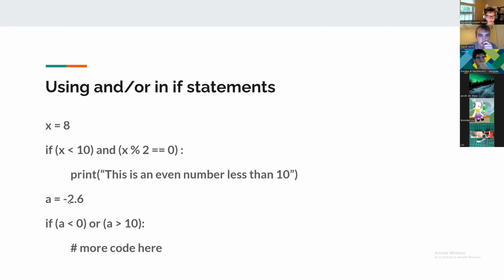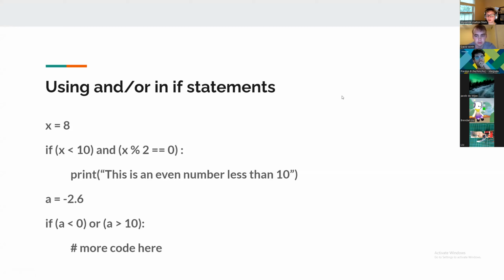And then I have this other one where let's say a is equal to negative 2.6. If a is less than 0 or a is greater than 10, then you can have some more code down here. I didn't put it here because I was being lazy, but I just want to show you can put more code down here, or you should because you have an if statement. And so in this case, we have a is less than 0, that's true, or a is greater than 10, which is false, but because one of these is true, the if statement is still going to go because we have or. It doesn't have to be both of them.